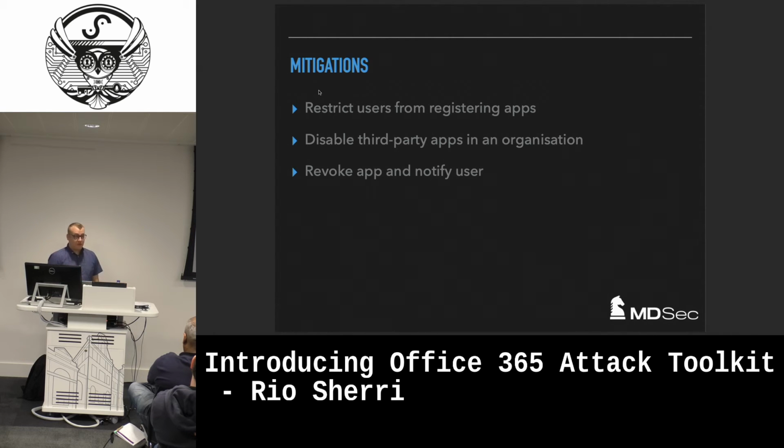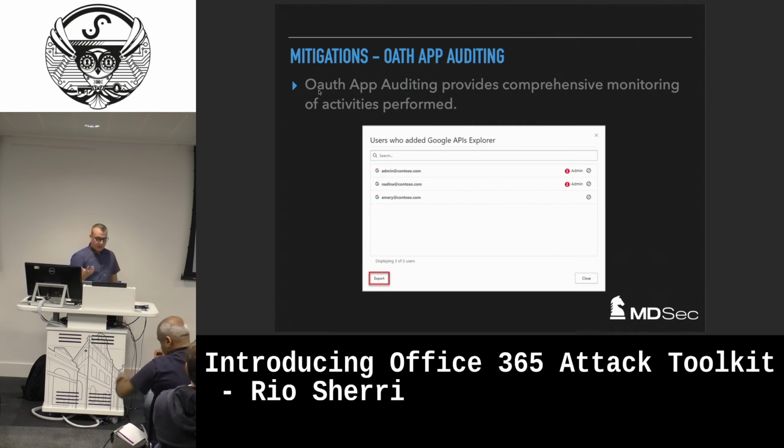Also, if you don't use any third-party apps, you can entirely disable them, which is what most people do, hopefully. And then, if you see that an application compromises one of your users, you can revoke the permissions that this application has, and also notify the user. And if you are doing incident response for this kind of compromise, there is a feature called auditing on Microsoft, which essentially provides you comprehensive monitoring of all the activities performed by the application.